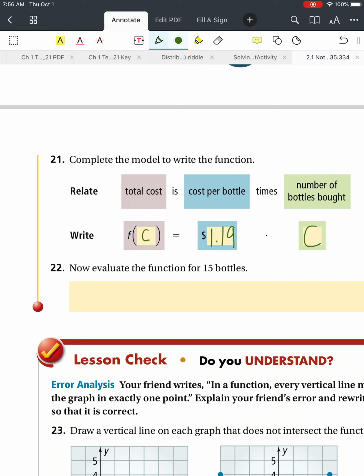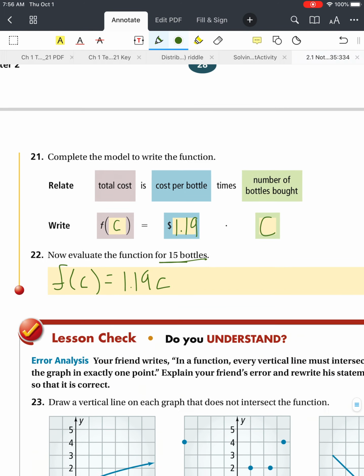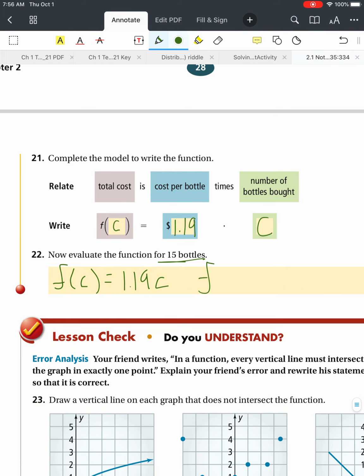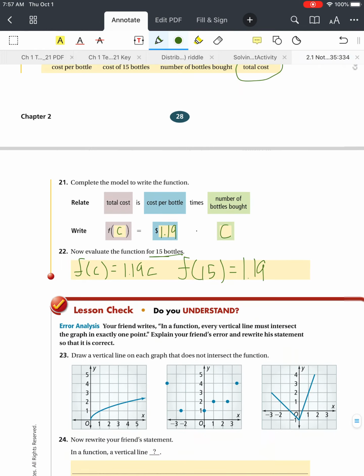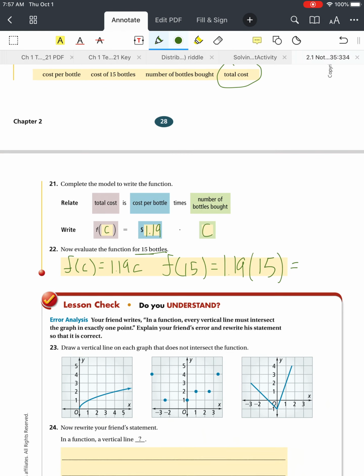So in general, we have f of C equals just $1.19C. And now if they want to evaluate that for 15 bottles, how much would that cost? The function evaluated at 15 would equal $1.19 times 15, which I'm just going to plug into a calculator real quick, and I'm getting $17.85.